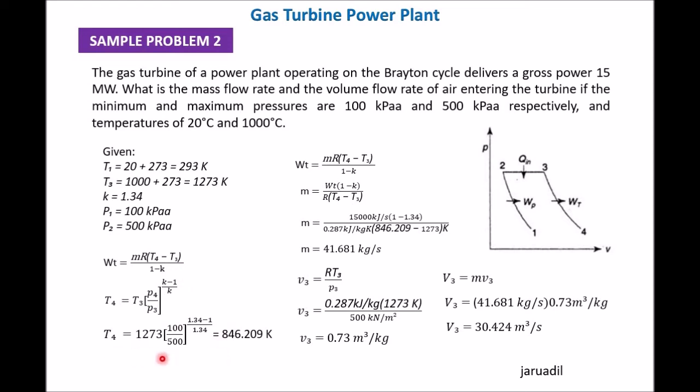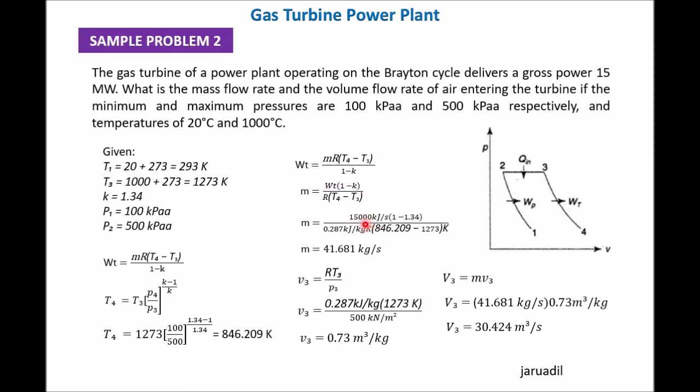We solve for T4 equal to 846.209 Kelvin. So, again, to check, T4 must be lower than T3. So, T3 is 1273, T4 is 846. So, tama tayo. This can never be higher than T3. Now, to solve for M, we can manipulate this equation, convert it in terms of mass. Ito yung conversion niya. Then, you substitute the value.